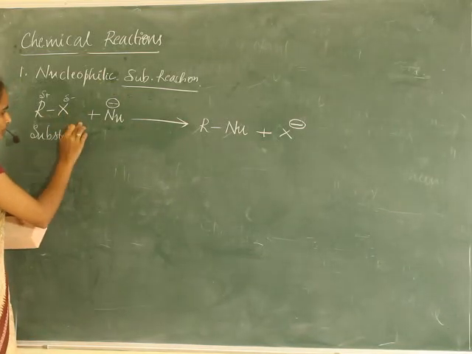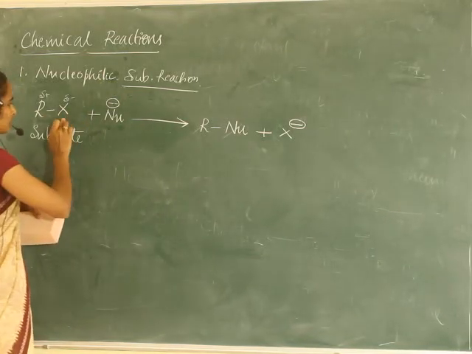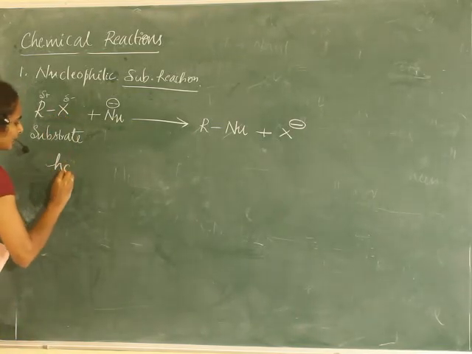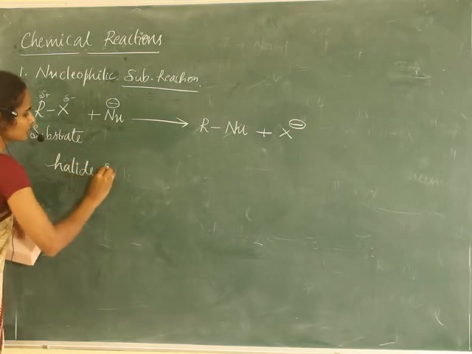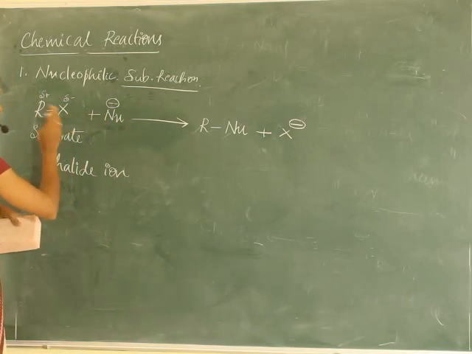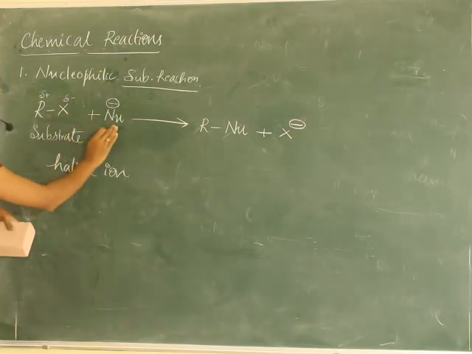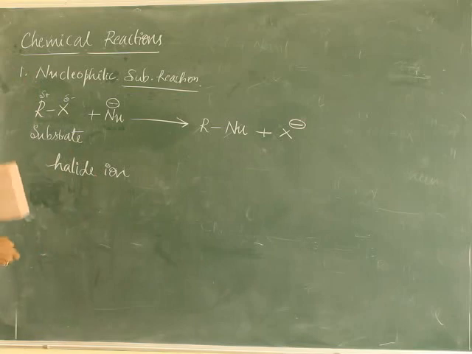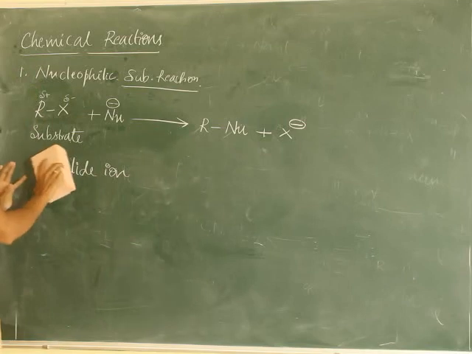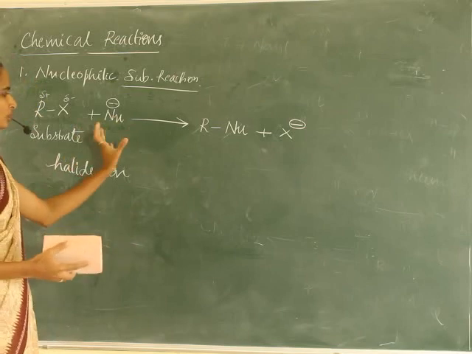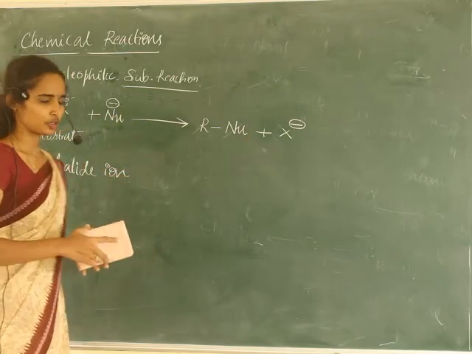Here RX is called substrate and this halogen atom is called leaving group. Leaving group leaves as a halide ion, X minus, and new bond formation takes place between alkyl group and nucleophile. It is about nucleophilic substitution reaction in alkyl halides. Hope it is clear. Now let us discuss by taking different nucleophiles what will be the formation of product and byproduct.